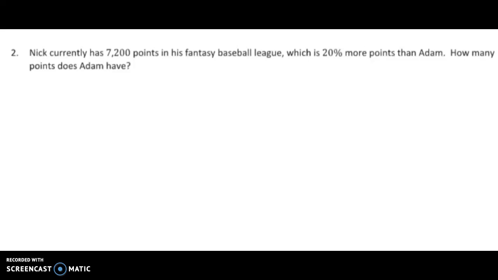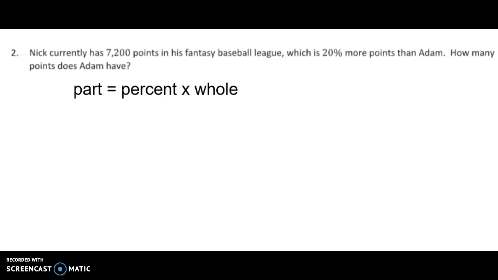Nick currently has 7,200 points in his fantasy baseball league, which is 20% more points than Adam. How many points does Adam have? And clearly I know that if I'm talking about a percent problem, I'm going to need to use the equation part equals percent times whole.